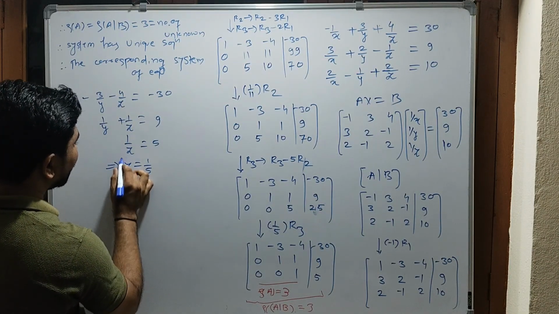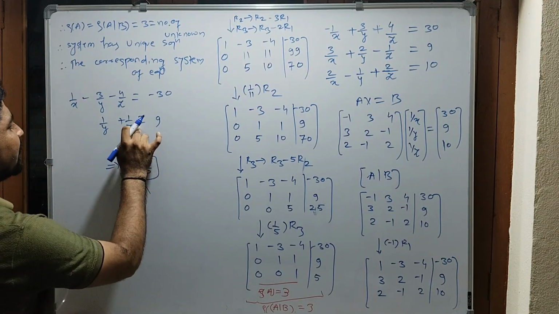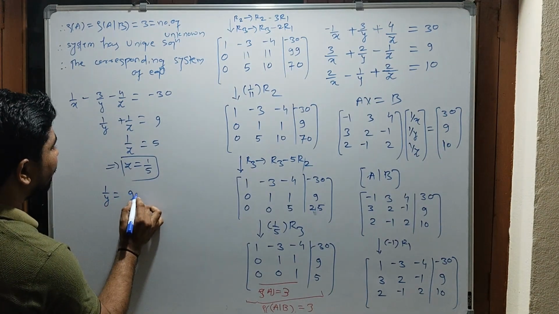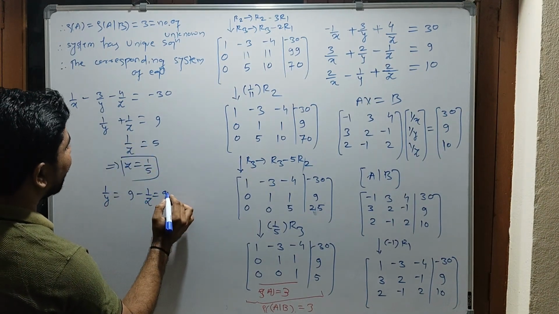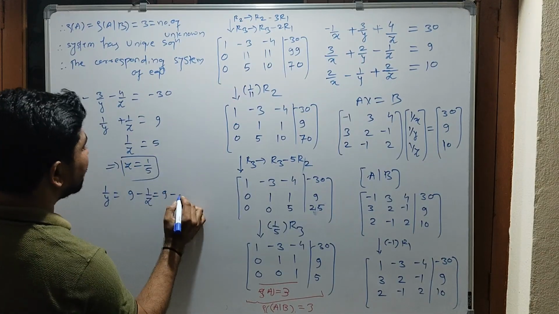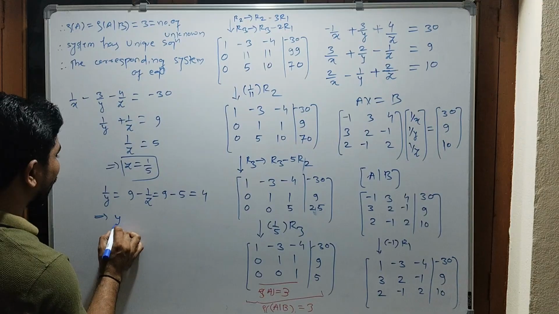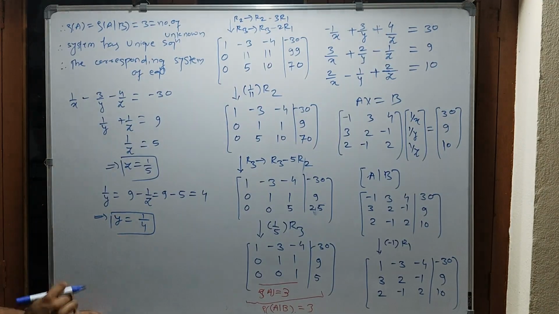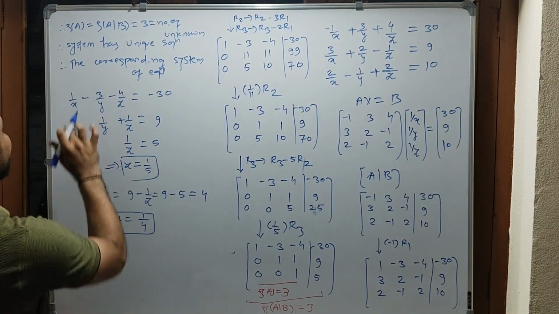Now put 1 by z equal to 5 in this equation. From here I get 1 by y equal to 9 minus 1 by z, which is 9 minus 5, equal to 4. Therefore from this y equal to 1 by 4, and we can put the values of 1 by y and 1 by z in this equation.